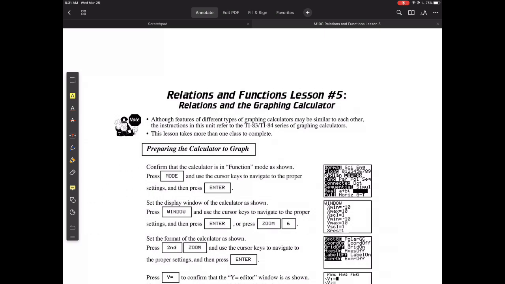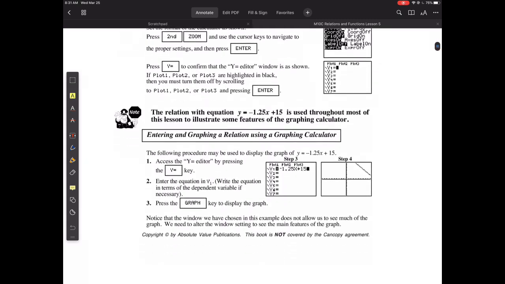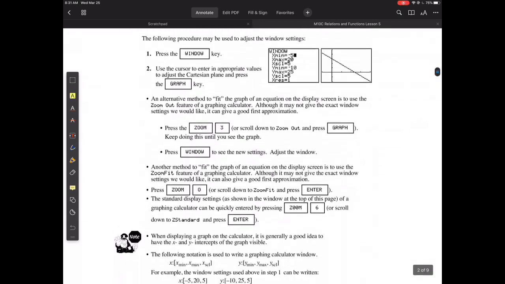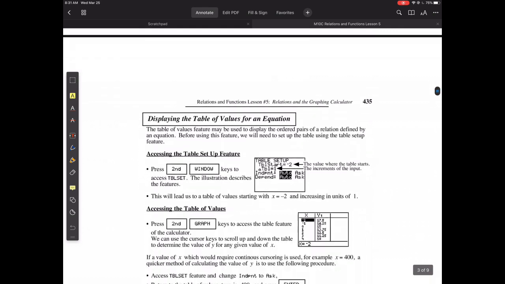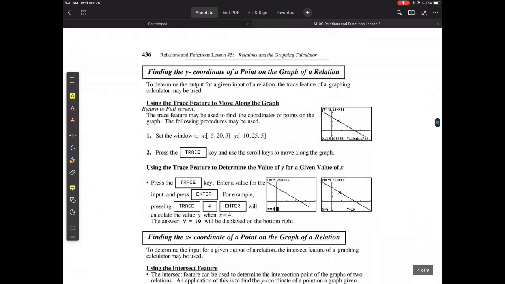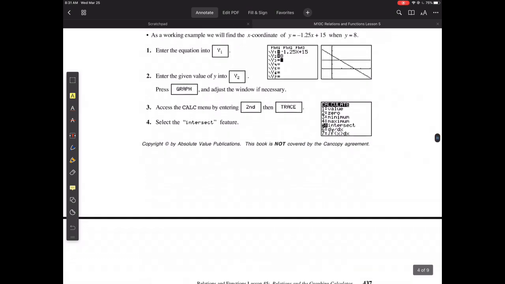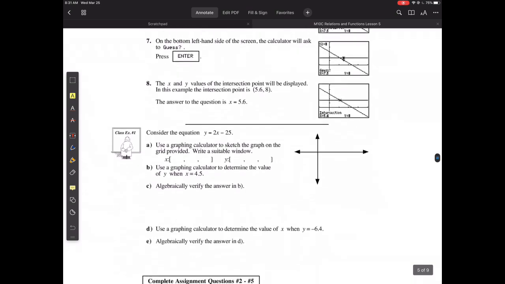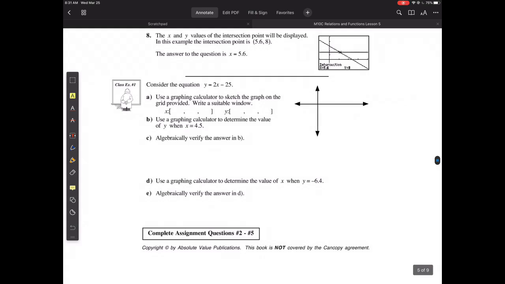So I'm going to skip past a good chunk of this because it's mostly just you reading through and trying things out on your calculator, making sure that what you put into your calculator matches what you're seeing on the screen. And we'll get to the first example.